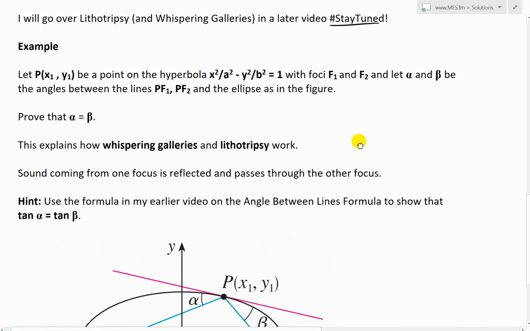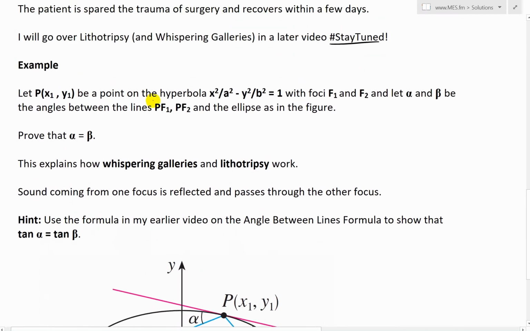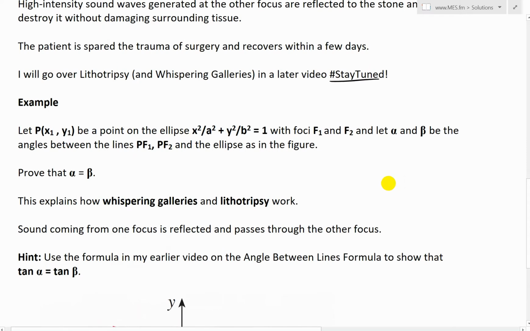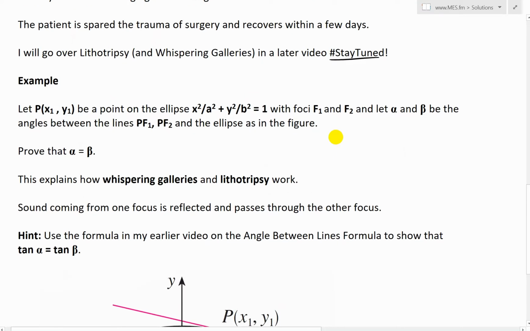So let P of (x1, y1) be a point on an ellipse. I had a hyperbola for some reason there. So on the ellipse, x squared over a squared plus y squared over b squared equals 1. That's just a standard equation of an ellipse with foci F1 and F2. Remember, foci is just plural for focus.